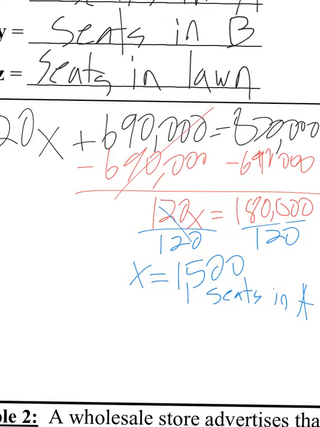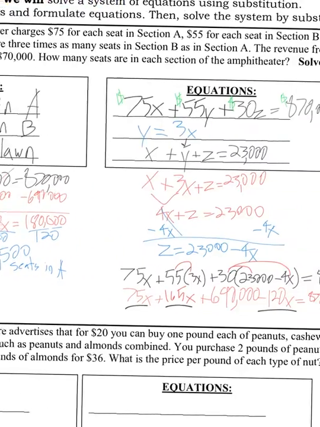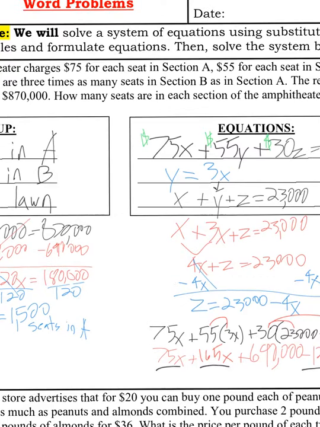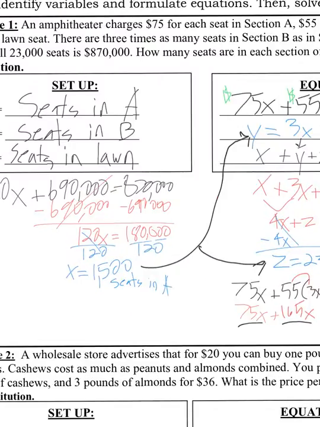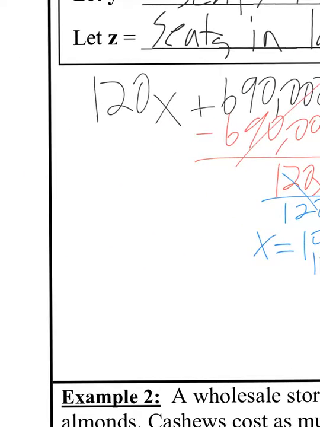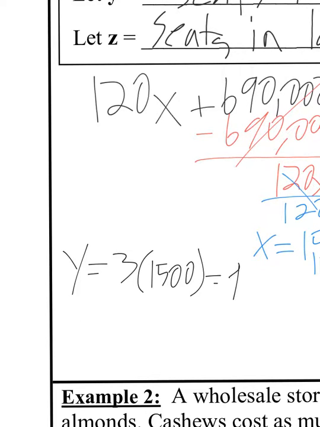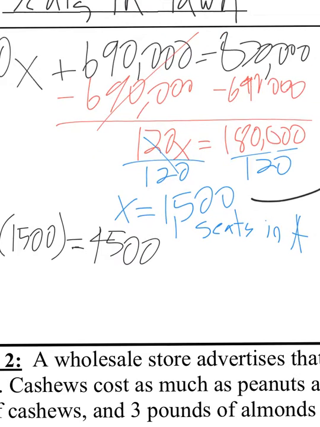All right. Plug in 1,500 for x. Okay. So we're going to take that number and we're going to plug it in to this equation. And then we're going to also plug it in into that equation right there. All right. So I get y equals 3x, so 3 times 1,500 equals 4,500. And then that's going to be seats in B.